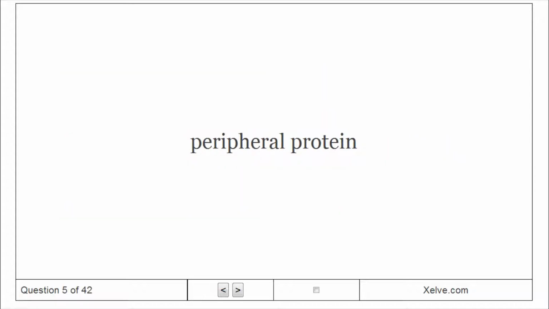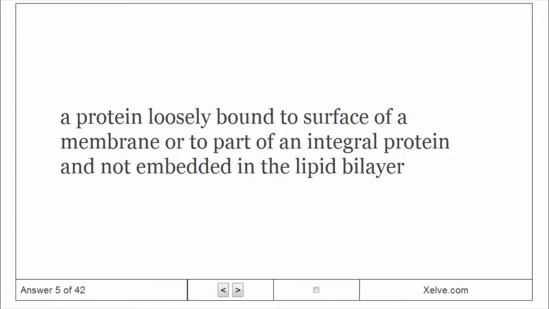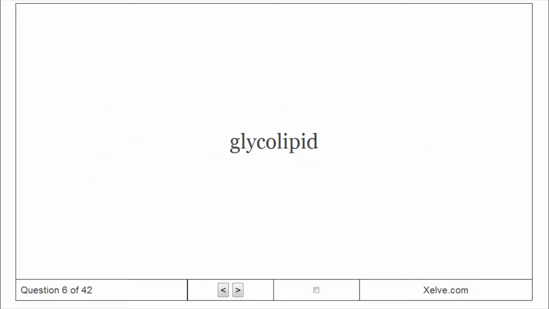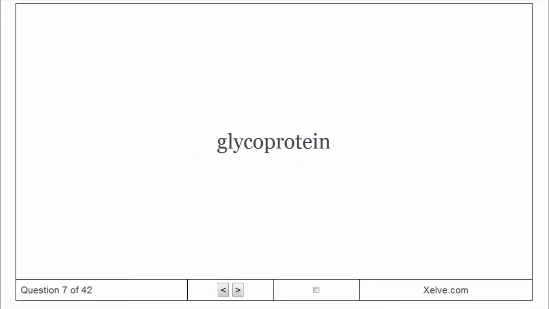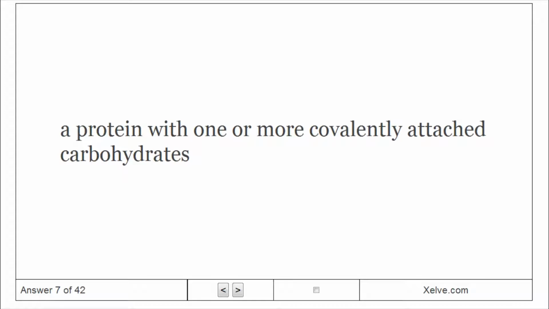Peripheral protein, a protein loosely bound to the surface of a membrane or to part of an integral protein and not embedded in the lipid bilayer. Glycolipid, a lipid with one or more covalently attached carbohydrates. Glycoprotein, a protein with one or more covalently attached carbohydrates.